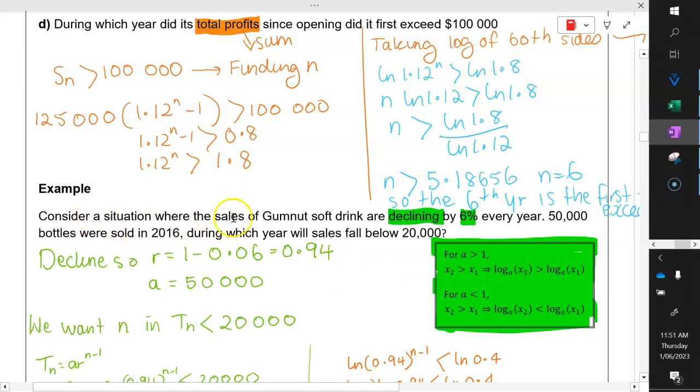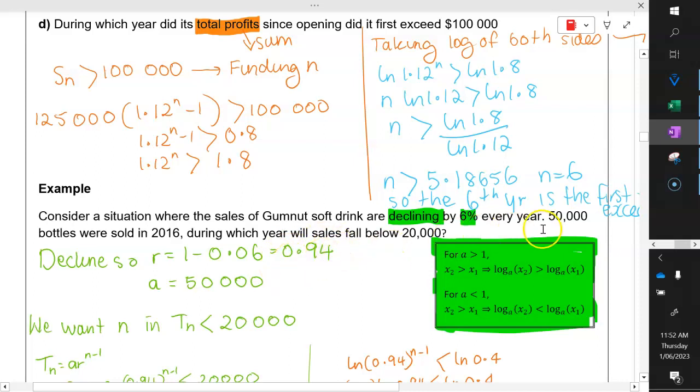Consider a situation where the sales of gum nut soft drink are declining. Before it was increasing, now declining 6%. 6% is 0.06. 1 minus 0.06 is going to give us an r of 0.94. If you don't know that, you're going to work out the series and work out the ratio from one term to the next, and that's the r that you're going to get.